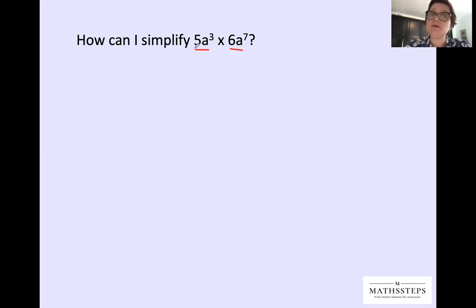Right, so if we have numbers and letters included, like this one here, the rule is, can you see the multiplication here? And that means you multiply the numbers first. So 5 times 6 is going to be 30. So we can rearrange. So let's put numbers first. So we have 5 times 6, all right? And then times a to the power of 3 times a to the power of 7.